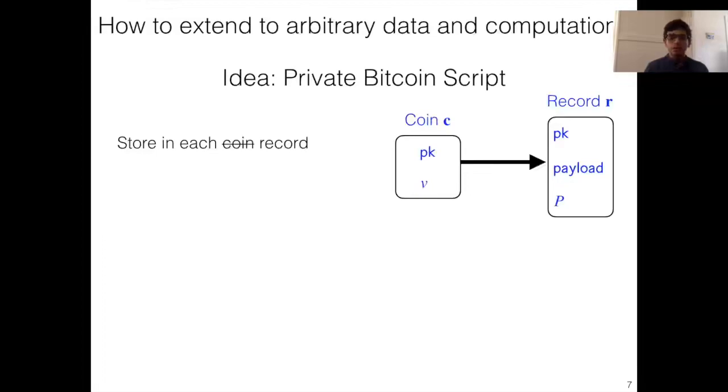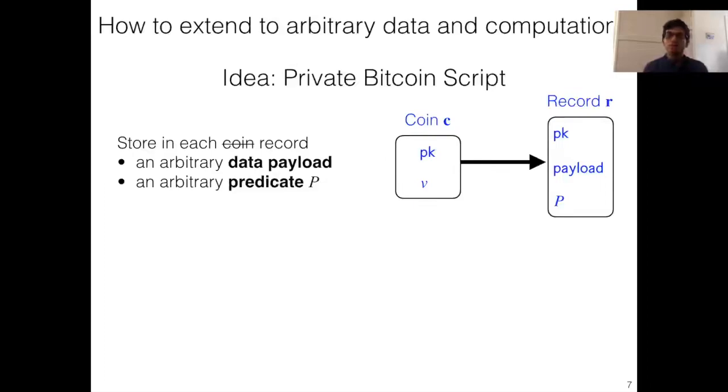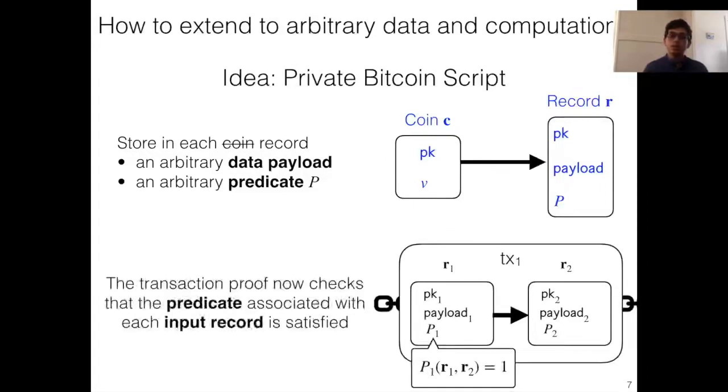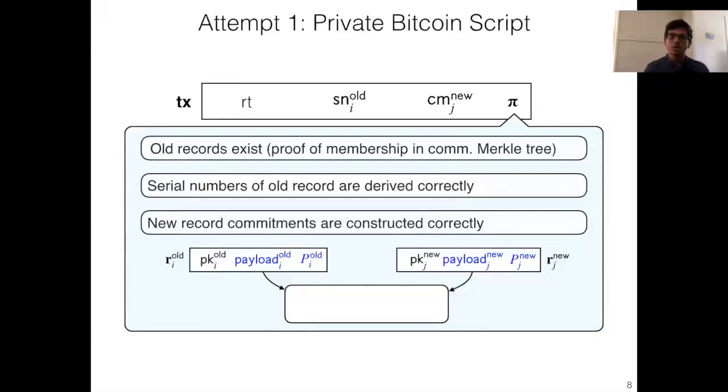So now instead of coins, we consider arbitrary data records, which contain not values, but arbitrary data payloads, and have an associated predicate or script, P. Right? And what the transaction proof will now guarantee is that the predicate associated with every record that's being spent is satisfied. So in this example, the transaction will assert that P1 is satisfied. Now, in terms of implementation, this would look like the transaction proof just asserting that for every input record, the predicate for that input record is satisfied.